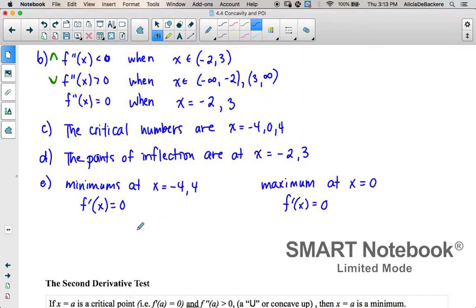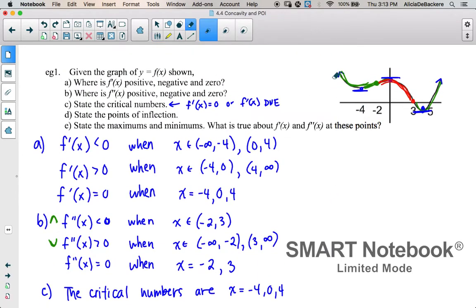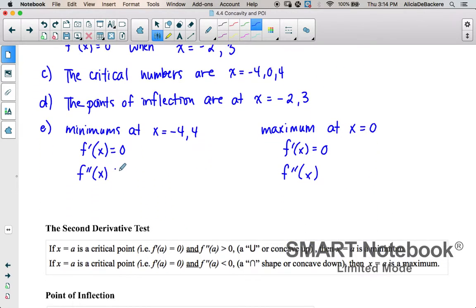Now what I want to consider is what is true about the second derivative at these values. So I'm asking about the concavity at these numbers. At -4 and +4, those are both minimums. I want to think about what the concavity is here. Well, the concavity is scooping up and scooping up. So that tells me that the second derivative is greater than 0 at those points. You can think of that as the second derivative being positive there.